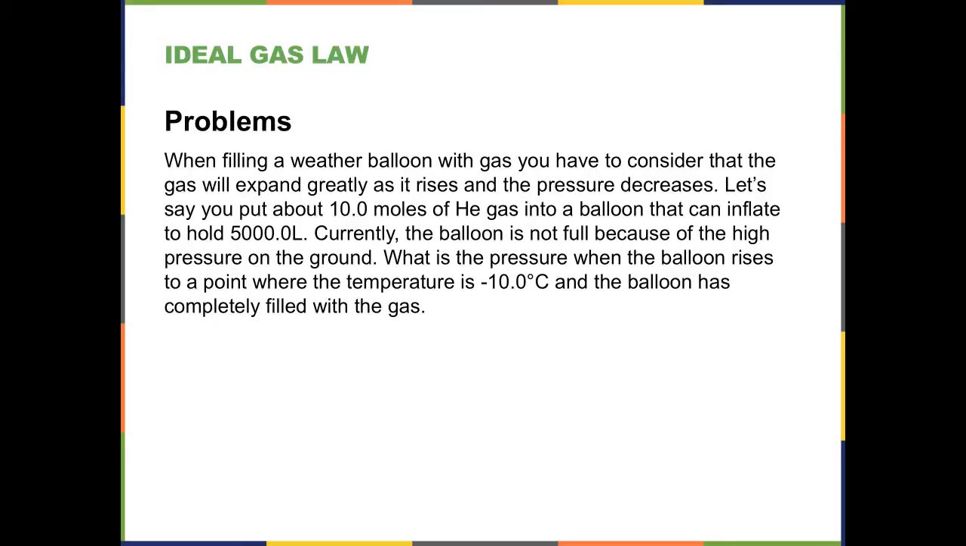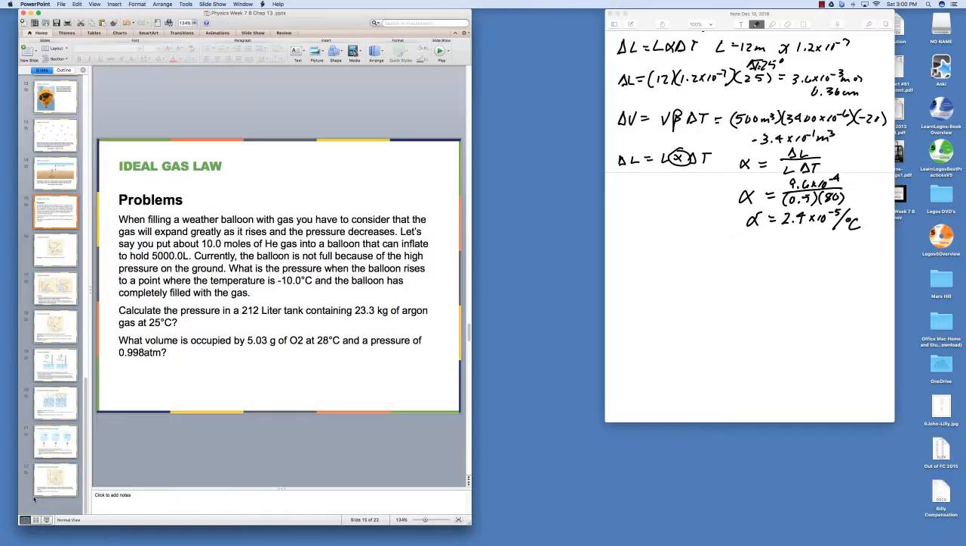Currently the balloon is not full because of the high pressure on the ground. Atmosphere on the ground is 1.01 times 10 to the 5th pascals. What is the pressure when the balloon rises to a point where the temperature is minus 10 degrees and the balloon is now completely filled with gas? So let's take a look at how we would do this.